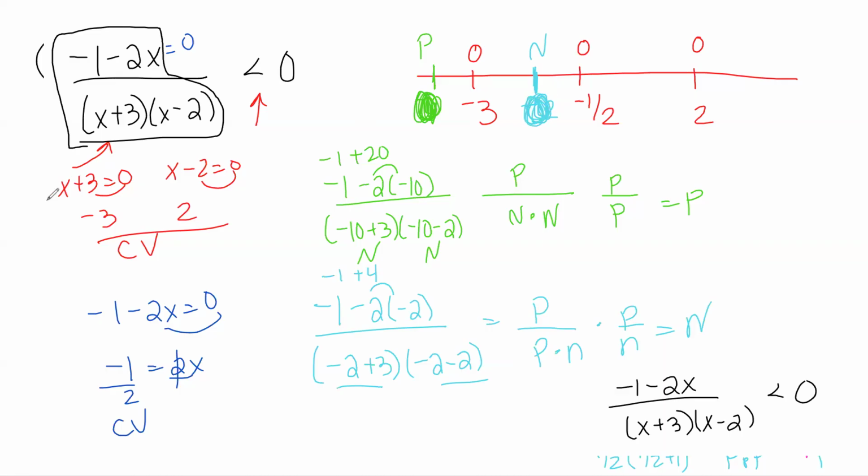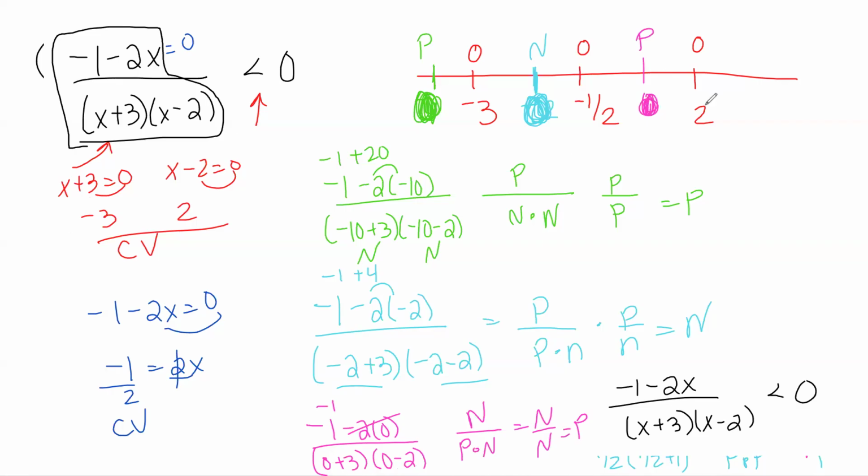Favorite number between -1/2 and 2, well, 0. That's in between there, yeah? Or 1, but I think 0 is easier. So putting it into the box. -1 minus 2 times 0, 0 plus 3, 0 minus 2. So this is just -1. Anything times 0 is gone, so that's negative. Positive, negative, negative, negative, positive. There we go.